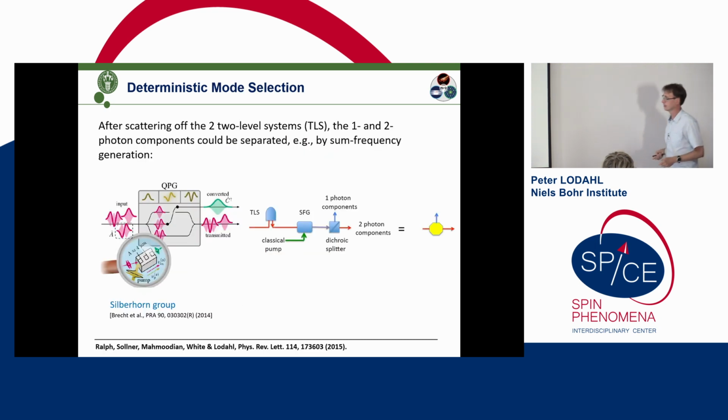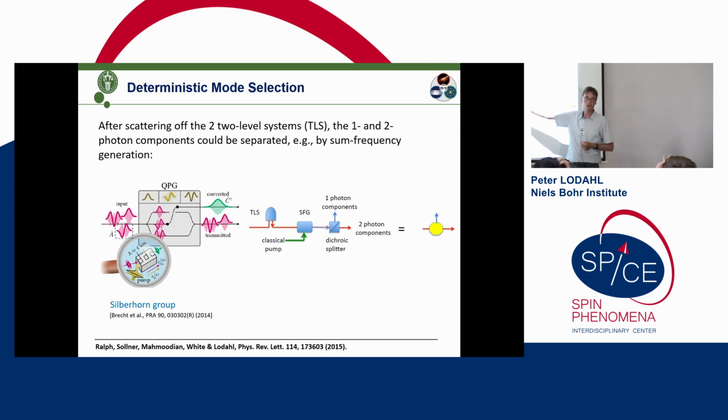If you have them in orthogonal spectral temporal modes, then you can do things like frequency conversion, for instance, to deterministically select the one and two photon components. This is work, for instance, that they do in the Silberhorn group in Paderborn. They're using these spectral temporal modes as alphabets for quantum information, and they're using frequency conversion to select these spectral temporal modes. So this would be our photon sorter proposal. You're scattering off one or two two-level systems. You're doing some frequency generation, and you're using a local oscillator to select the spectral temporal mode you're interested in, converting, for instance, the one photon component, leaving the two photon component untouched, and then you can rip them apart by a beam splitter.